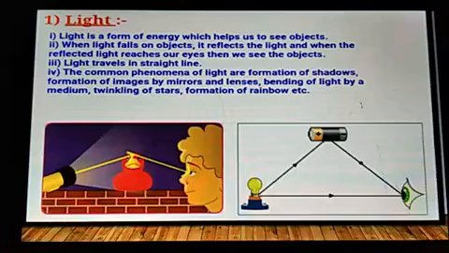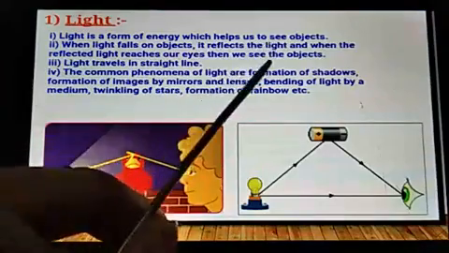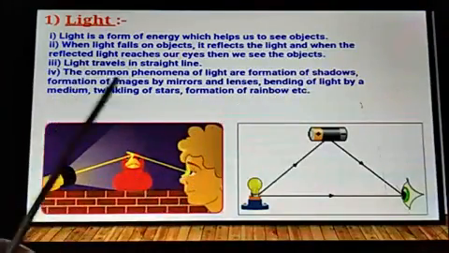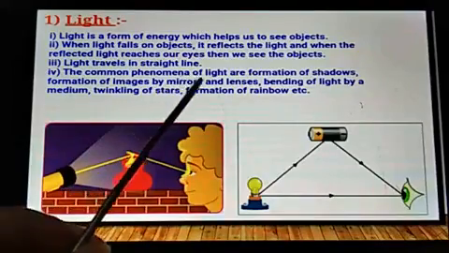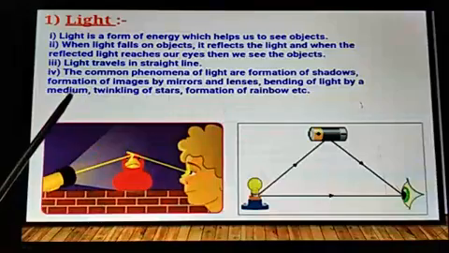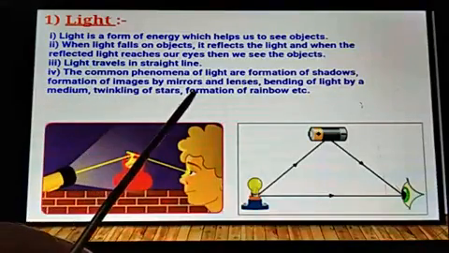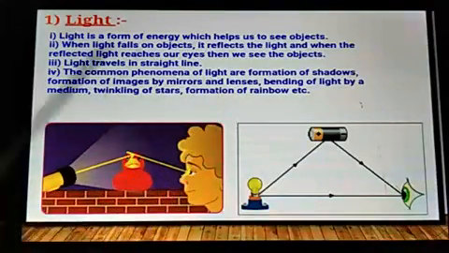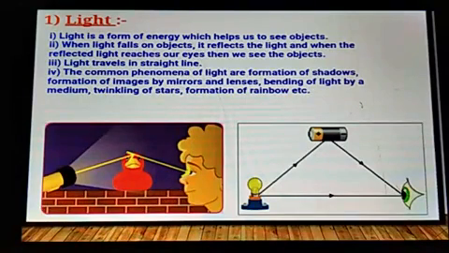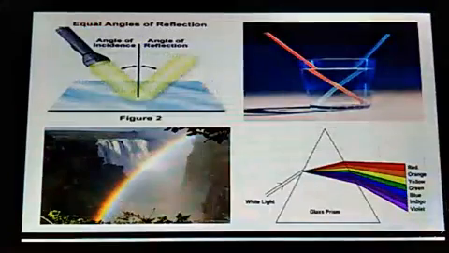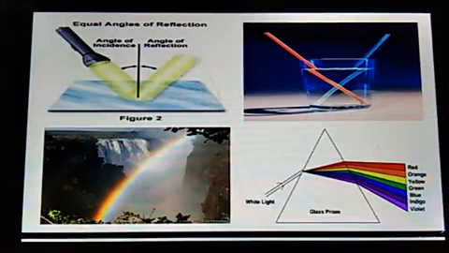Now you might have observed different phenomena around you like formation of shadows, formation of images by mirrors and lenses, bending of light by a medium, twinkling of stars, formation of rainbow, etc. And you might wonder how these phenomena take place in your everyday life. All these answers we will cover in this chapter. These are some phenomena.